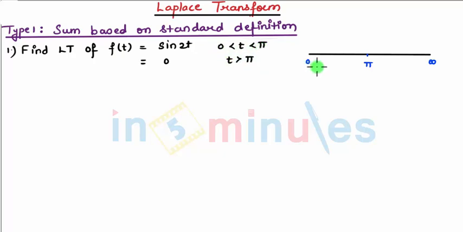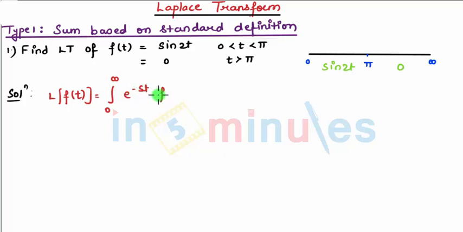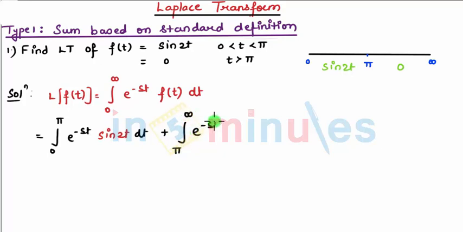Now from 0 to pi my function is sin 2t, and for pi to infinity my function is 0. So let's start with the solution. Laplace of f of t is nothing but the integral from 0 to infinity of e raised to minus st f of t dt. For 0 to pi it is e raised to minus st sin 2t, plus for pi to infinity e raised to minus st times 0 dt.